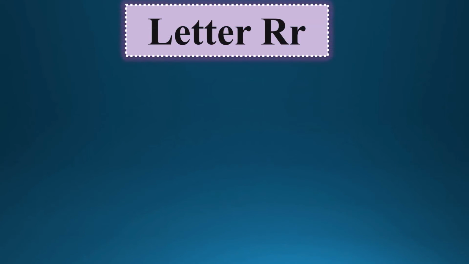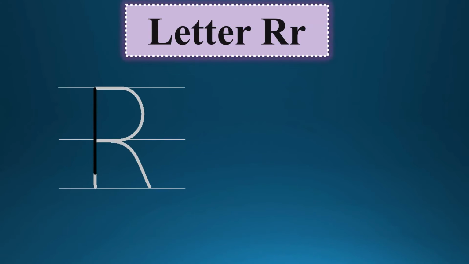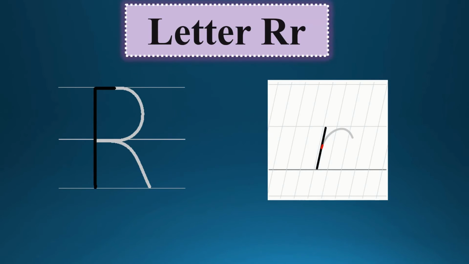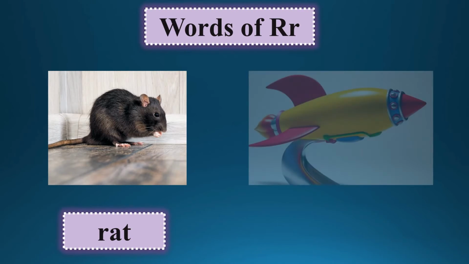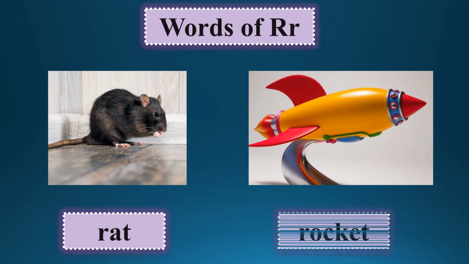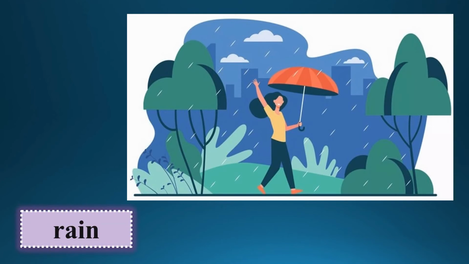Here is our next letter, letter R. Capital letter R and small letter r. This is the way we write the letter R. Its sound is R, R, R, R. Is the beginning sound R, R, rat, R, R, rocket, R, rain, R, R, rain.